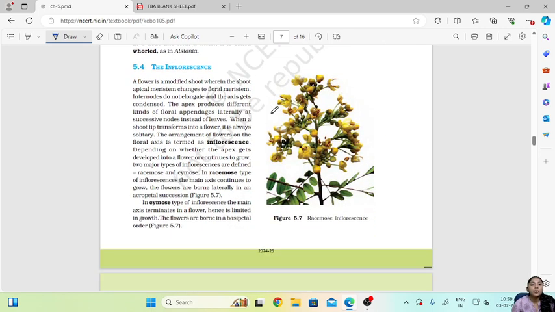Now in today's video we'll start with the inflorescence. So inflorescence is basically the arrangement of flowers on a floral axis. So as we can see here, the arrangement of flowers on the floral axis is termed as inflorescence.